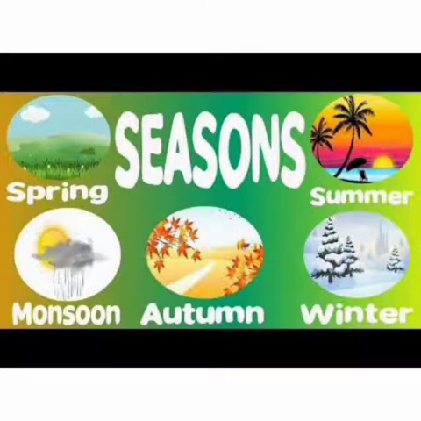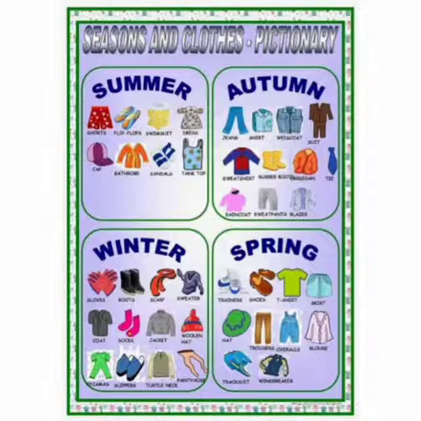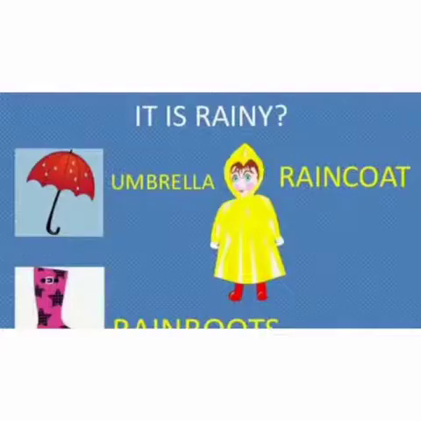So children, we get different fruits in different seasons. We wear different types of clothes in different seasons, like mangoes we get in the summer season. We wear woolen clothes in winter, cotton clothes in summer. So we use a raincoat and umbrella in the rainy season to save ourselves from rain.